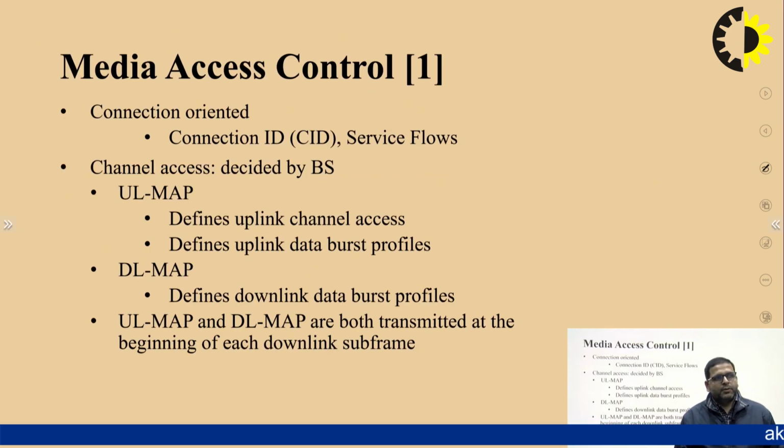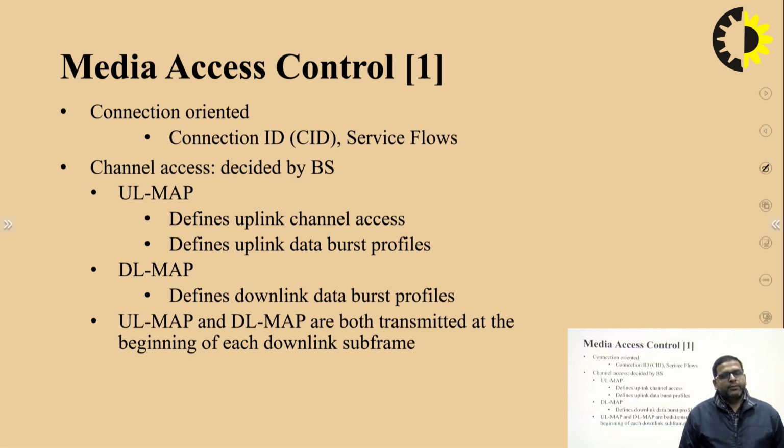The media access control layer is basically connection oriented, and channel access is decided by the base station. It has two types of access, uplink map and downlink map. The uplink map defines uplink channel access and the uplink data burst profile: what modulation and what kind of error correction coding we are going to use in the uplink channel access.